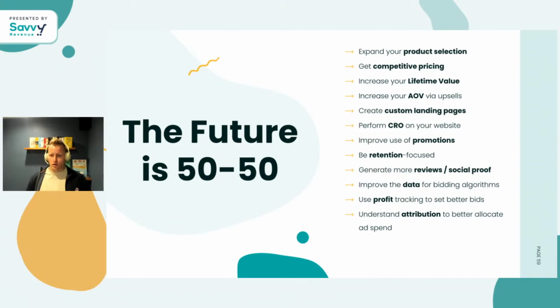Expanding product selection so that you can get a broader foothold. You can understand attribution so you know, what's the difference between bidding for branded and bidding for non-branded? How much should our ROAS be for non-branded? When should we not bid for branded at all? How should we perform CRO on our website? How can we do upsells so we increase our average order value? So again, when we increase our average order value, our ROAS goes up. What happens when our ROAS goes up? We can bid higher, and that's a competitive advantage.